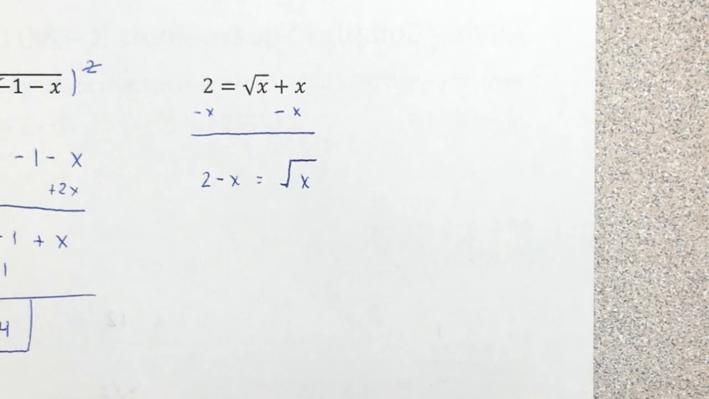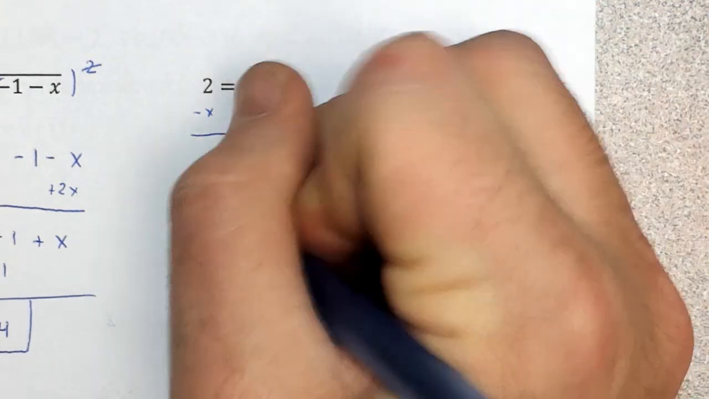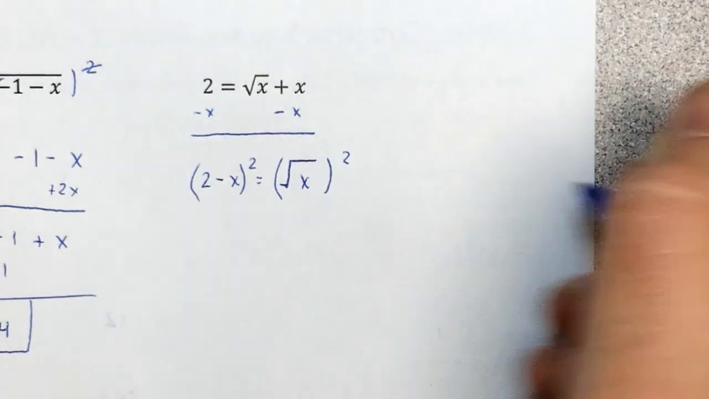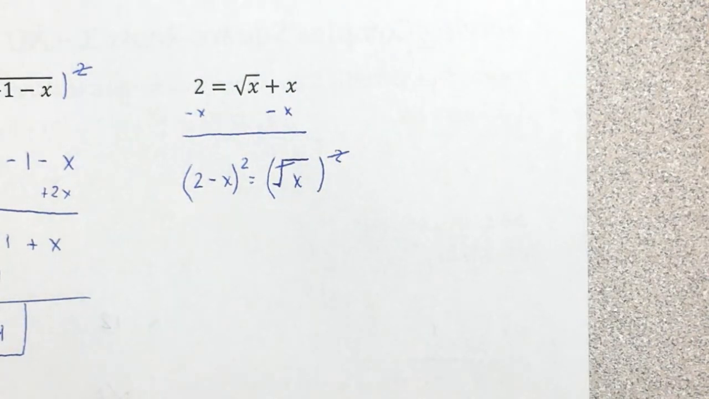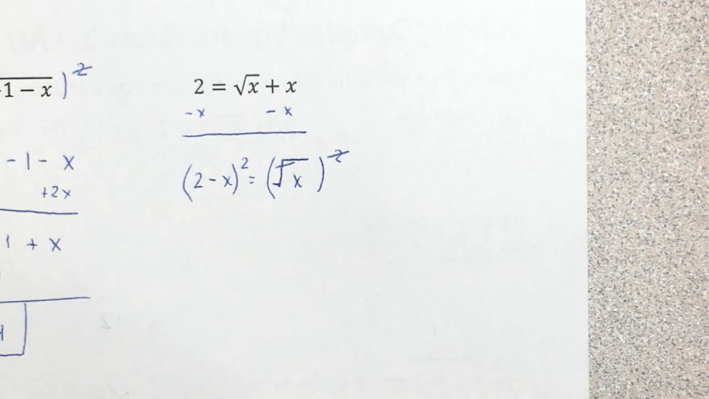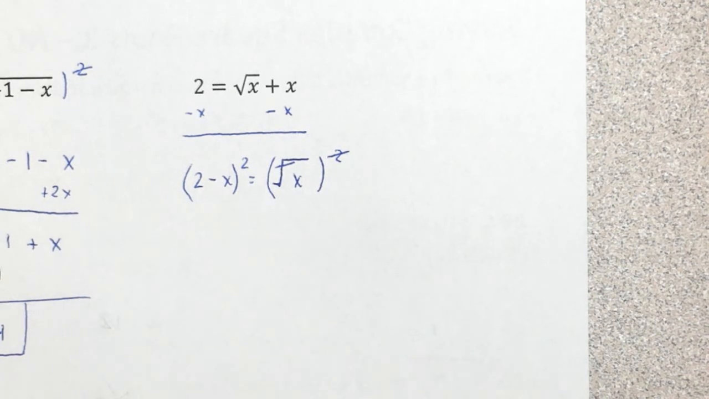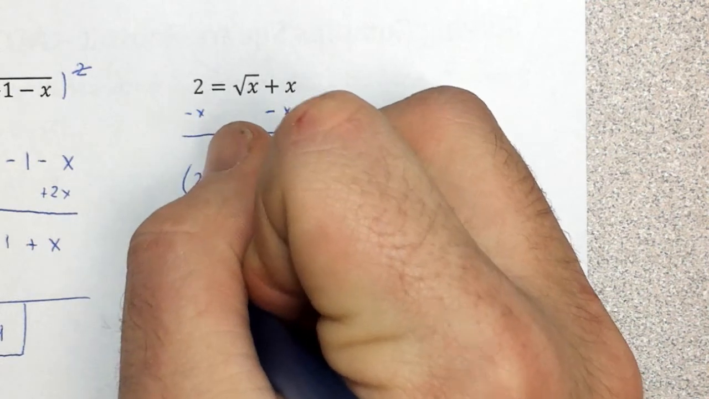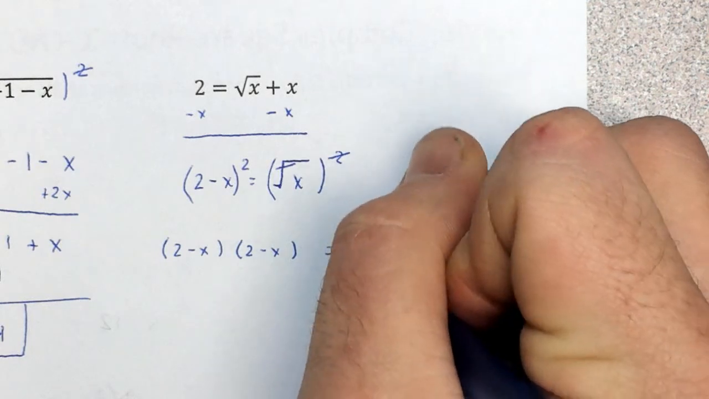Now, my square root of x is totally by its lonesome, correct? Great, so I can square it. I'm going to square this side, and I'm going to square this side. Everyone stop writing and look. If you say that this is going to be 4 plus x squared or 4 minus x squared, I'm legally allowed to hit you. What this is, is this thing twice. I have to multiply it twice. So 2 minus x times another 2 minus x.